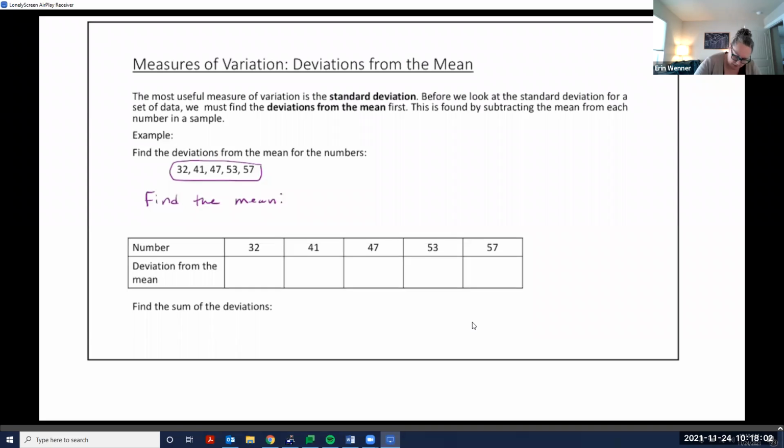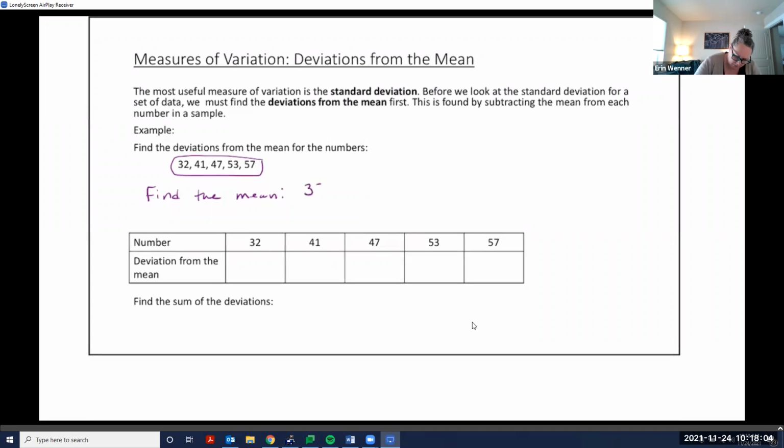So if we add these up and divide by 5, we get 46. So our mean is in fact 46. Now, finding the deviations from the mean means we take the value, the number, and we subtract the mean from it. For the lower values, we do get a negative deviation, and that's okay.